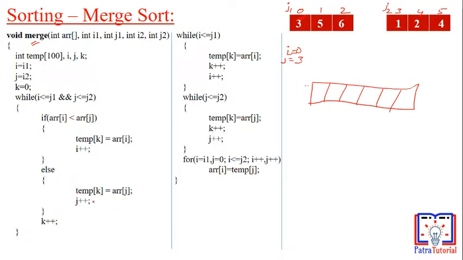Else, temp of k equal to arr of j. That means this is smaller, right? So this is smaller means what? 1 will be coming here. This is 1, and increase the value of j. Previously j was 3, now j is 4. Then k plus plus.